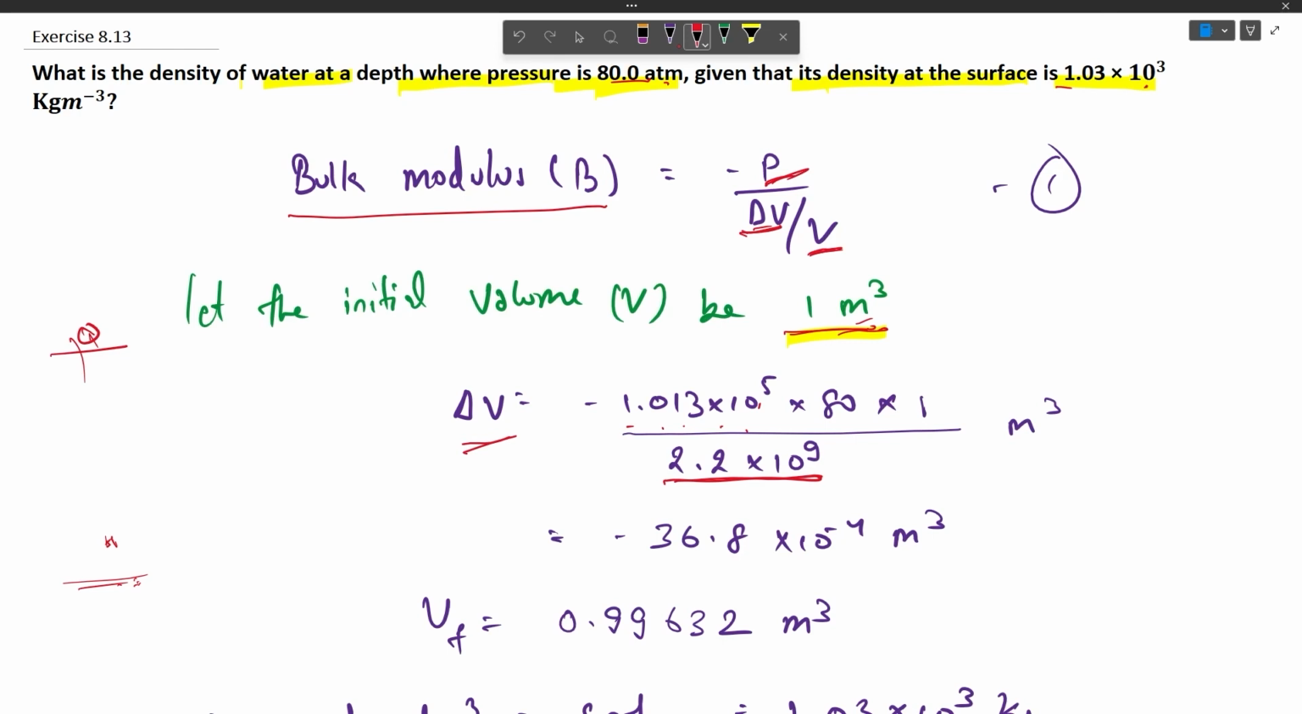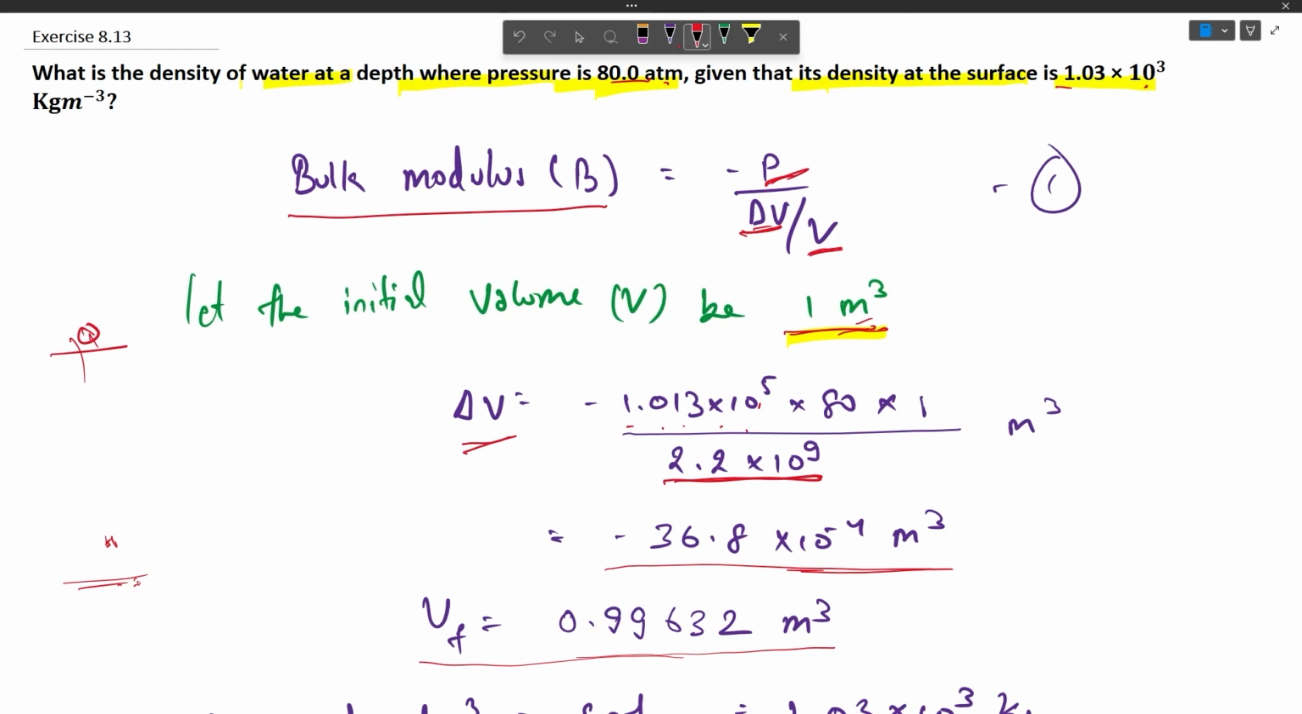Now we will calculate this for delta V. Upon calculation we get delta V as minus 36.8 into 10 to the power minus 4 meter cube. This much volume is contracted, so this much volume is diminished from 1 meter cube. So the final volume is 0.99632 meter cube.